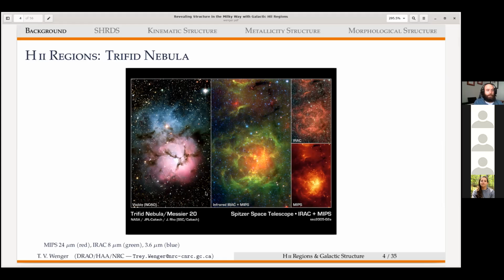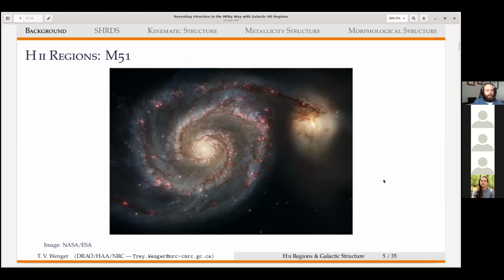And this is a very typical morphology of a classical H2 region, and that will become important later on. So I mentioned that H2 regions are these classical tracers of galactic structure. People have used H2 regions to trace structure in both the Milky Way and other galaxies for 100 years. And I think that this picture of the Whirlpool galaxy really highlights that.